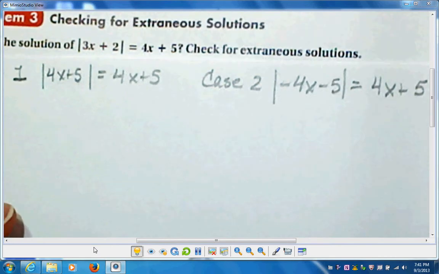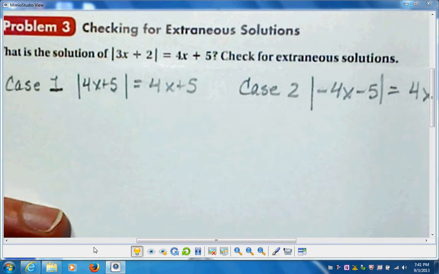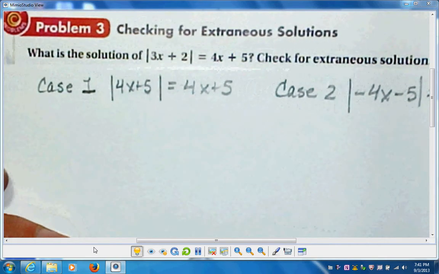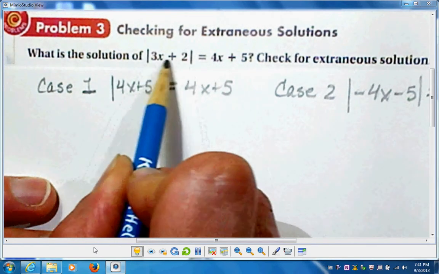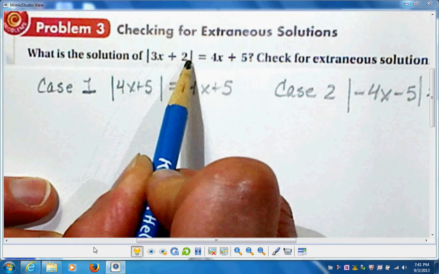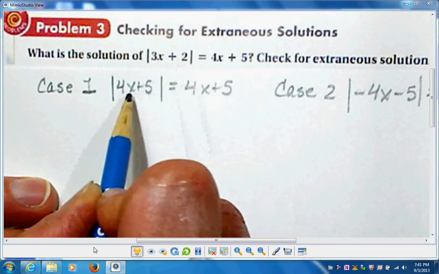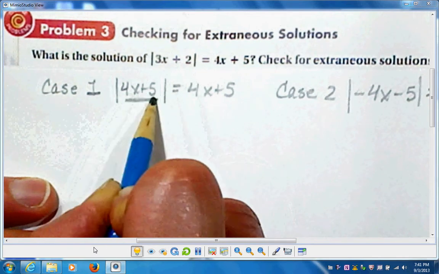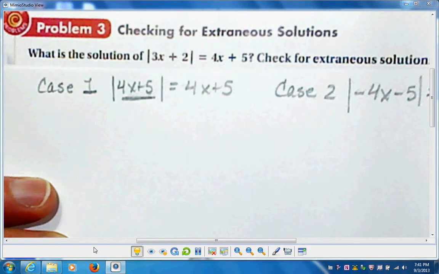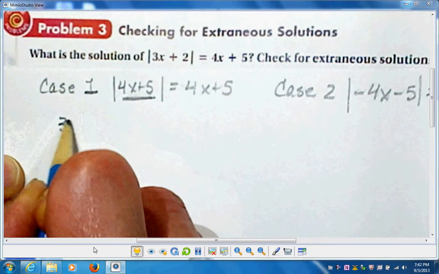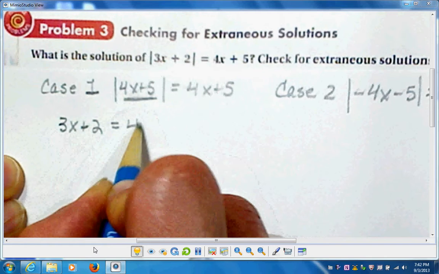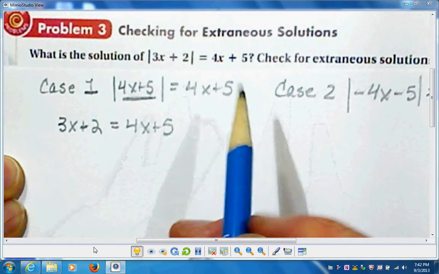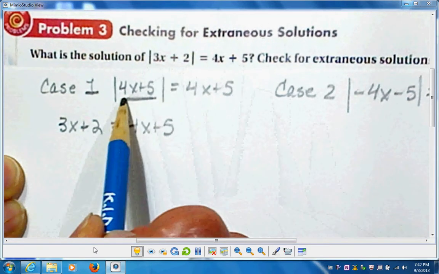So let's look at case 1. The 3x plus 2 is inside our absolute value, and our 4x plus 5 is also inside the absolute value. So that means I know that 3x plus 2 is equal to 4x plus 5, because whatever's inside has to equal whatever's inside.